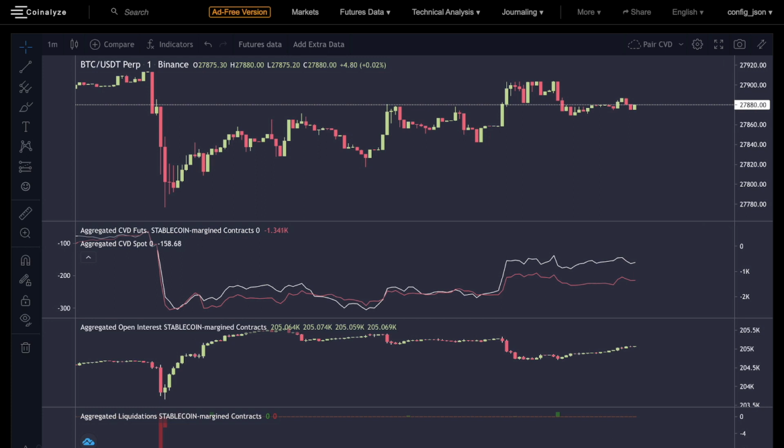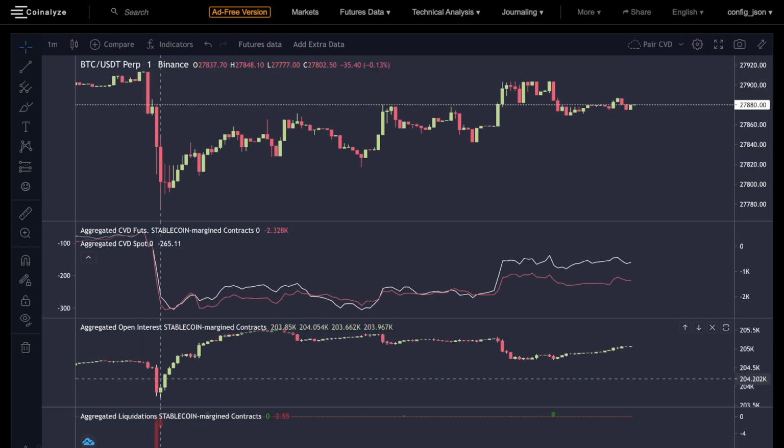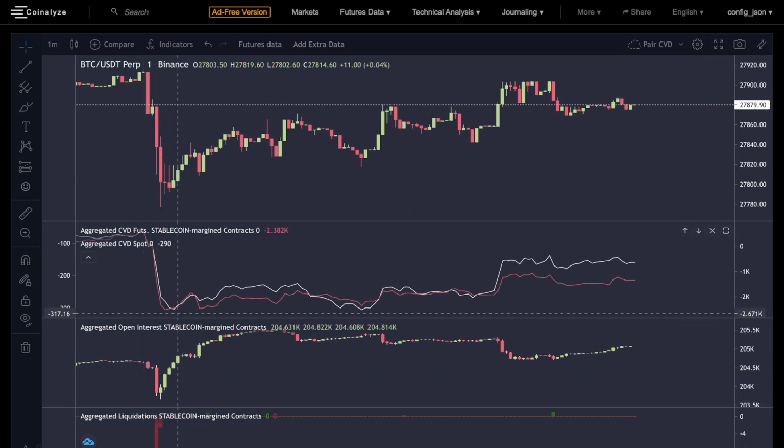If OI goes down now and CVD goes down, that will be longs closing. You have a nice example here where OI goes down and CVD goes down as well, and you see reflected in the price practically the same thing. OI goes down, price goes down, CVD goes down. That means longs are getting liquidated or longs being closed. And if OI goes down but CVD goes up, it will be the inverted scenario. That will be shorts getting liquidated and price going up.